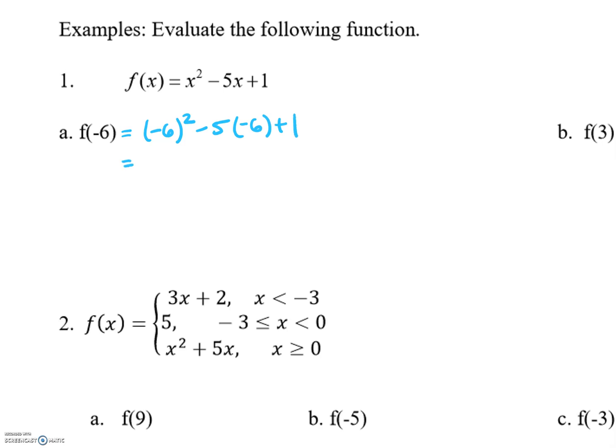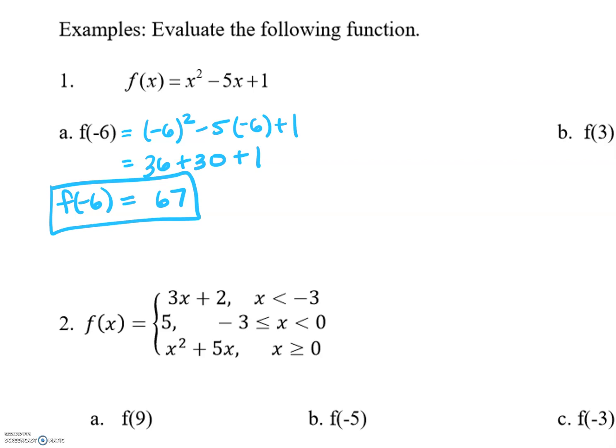Well, I don't have a calculator. You can use your calculator if you want, but I'm going to go ahead and work it out by hand. You're going to have 36 plus 30 plus 1. So we're going to get what? 66 plus 1 is going to give us 67. So we're saying f of negative 6 is going to be 67.